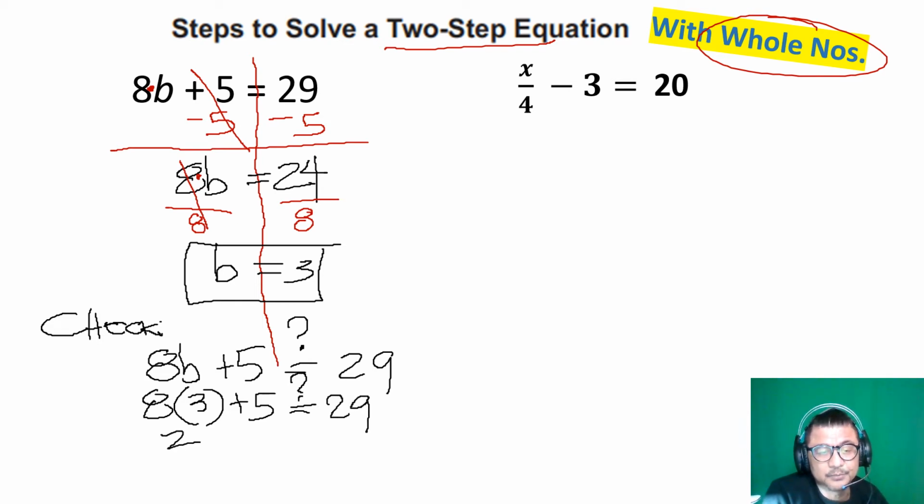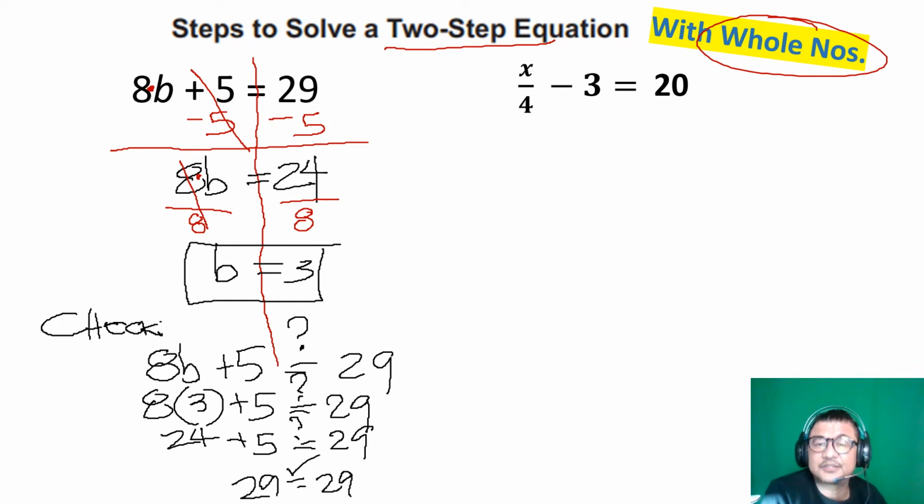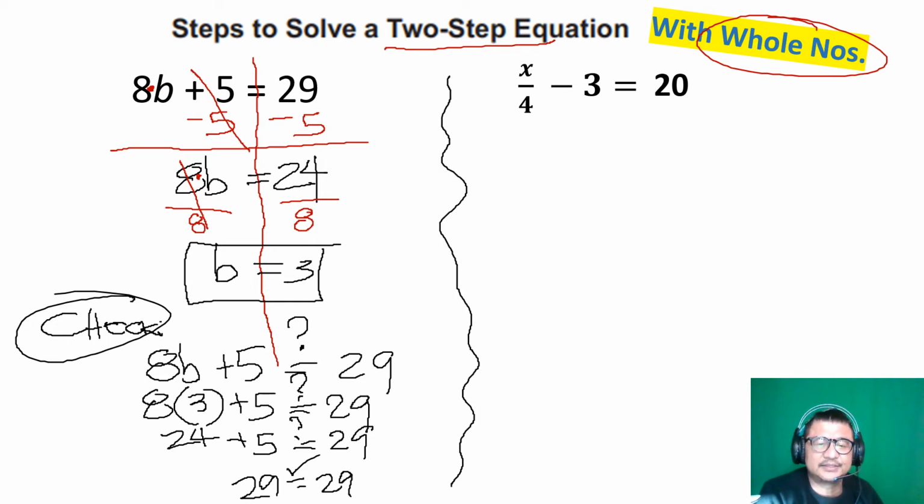The left side will be 24 plus 5. Question mark. Will it be equal to the right side 29? The left side is a 29, the right side is a 29. Then you are sure, put a check, that your answer is correct. Make it a habit to do checking. It guarantees a correct solution. Let's try the second one.